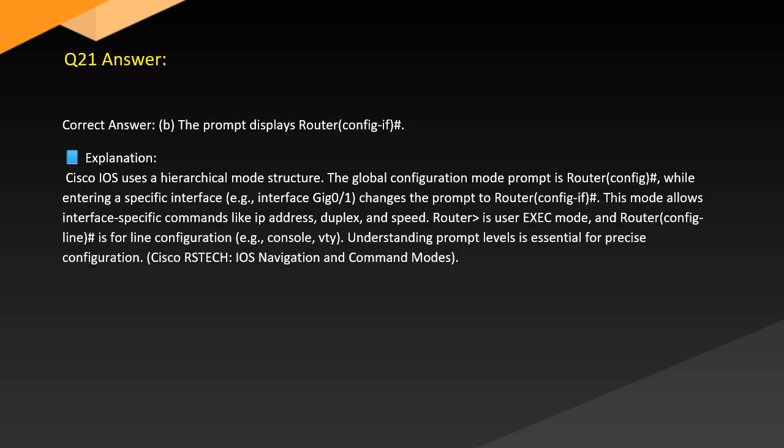Answer. Correct answer. B. The prompt displays router config if pound. Blue book explanation. Cisco IOS uses a hierarchical mode structure. The global configuration mode prompt is router config pound, while entering a specific interface, e.g. interface gigabitethernet, changes the prompt to router config if pound. This mode allows interface-specific commands like IP address, duplex, and speed. Router pound is user exec mode, and router config line pound is for line configuration, e.g. console, VTY. Understanding prompt levels is essential for precise configuration. Cisco RSTECH, iOS navigation and command modes.